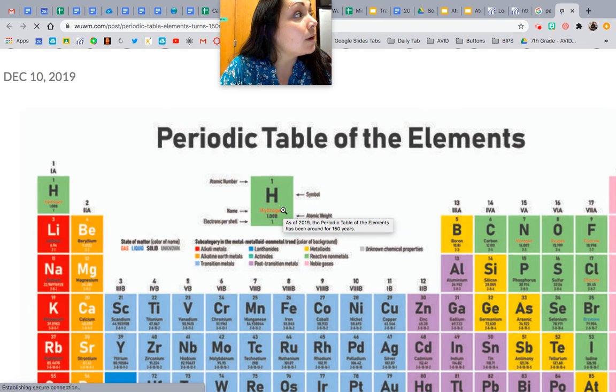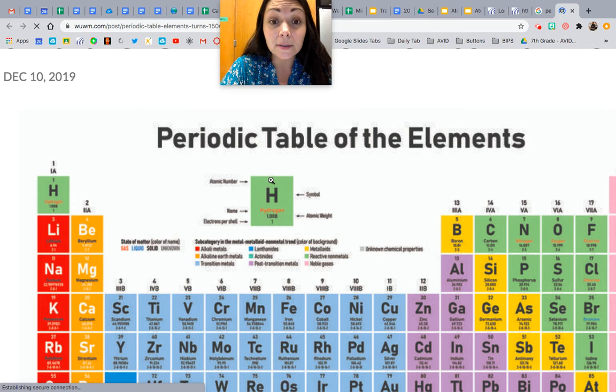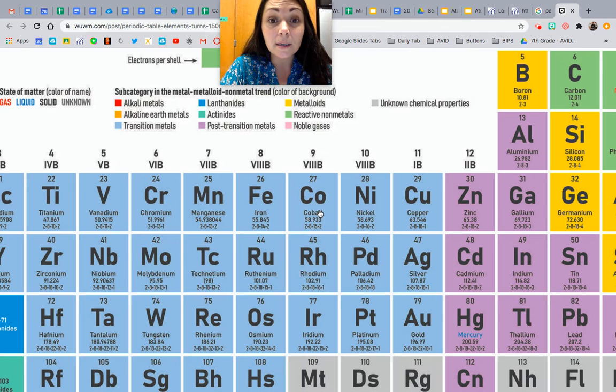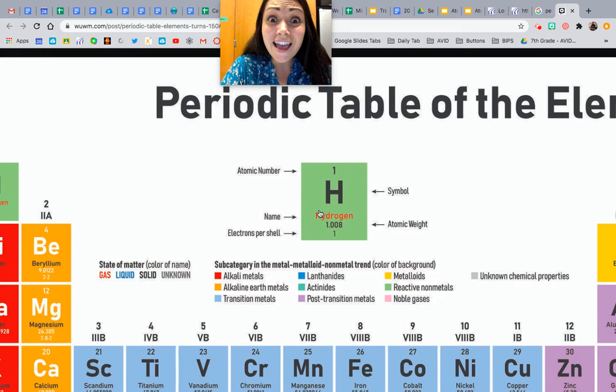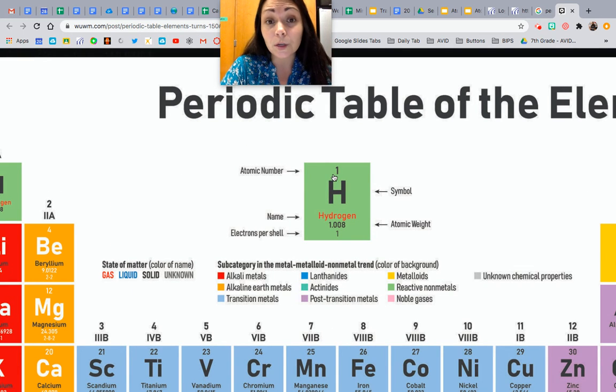Okay, so atomic number is this number at the top, and that tells you the number of protons. Then you have the, ooh, is it going to make it bigger? Yes, perfect. So the atomic number tells you the number of protons. So hydrogen has 1 proton. Protons and electrons are always equal in a neutral atom, so it also has 1 electron. I know that its name is hydrogen, its symbol is H, and its atomic mass is 1.008.